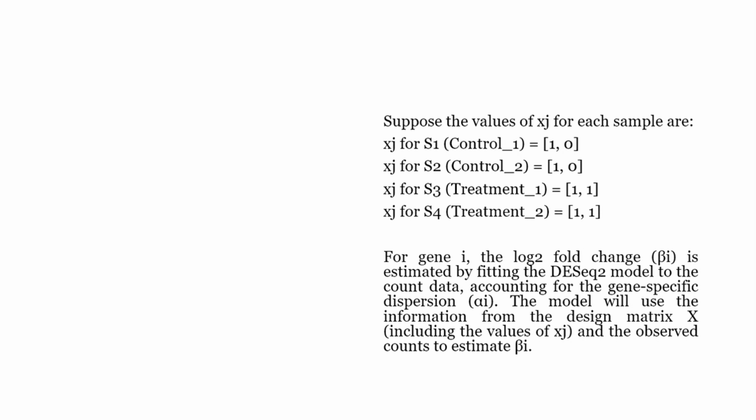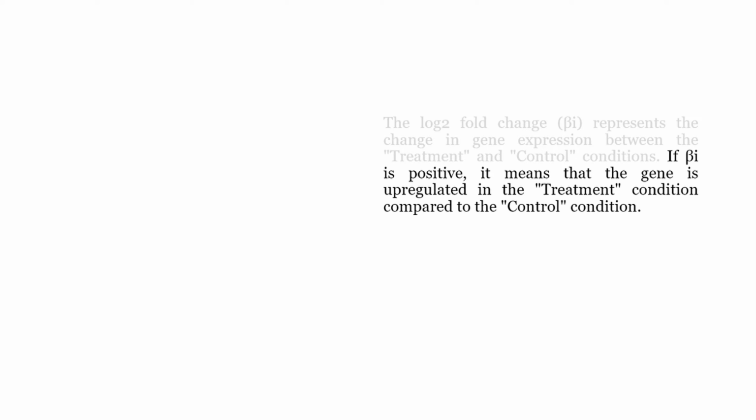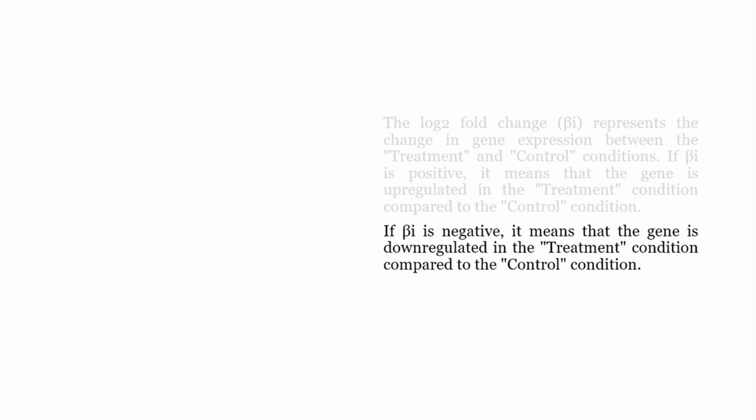The model will use the information from the design matrix X, including the values of xj and the observed counts, to estimate beta I. The log2 fold change beta I represents the change in gene expression between the treatment and control conditions. If beta I is positive, it means that the gene is upregulated in the treatment condition compared to the control condition. If beta I is negative, it means that the gene is downregulated in the treatment condition compared to the control condition.